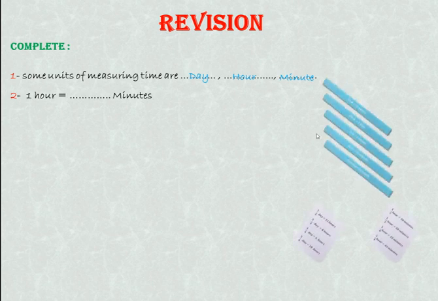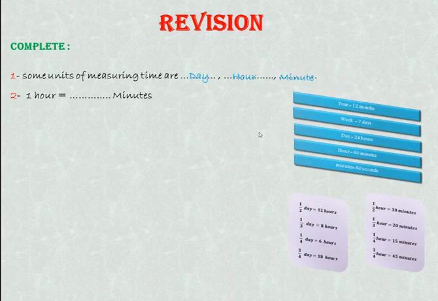Let's remember the units of time: 1 year equals 12 months, 1 week equals 7 days, 1 day equals 24 hours, 1 hour equals 60 minutes, and 1 minute equals 60 seconds. And parts of these units: half day equals 12 hours, third day equals 8 hours, quarter day equals 6 hours, and 3/4 day equals 18 hours, and also half hour, third hour, quarter hour, and 3/4 hour.